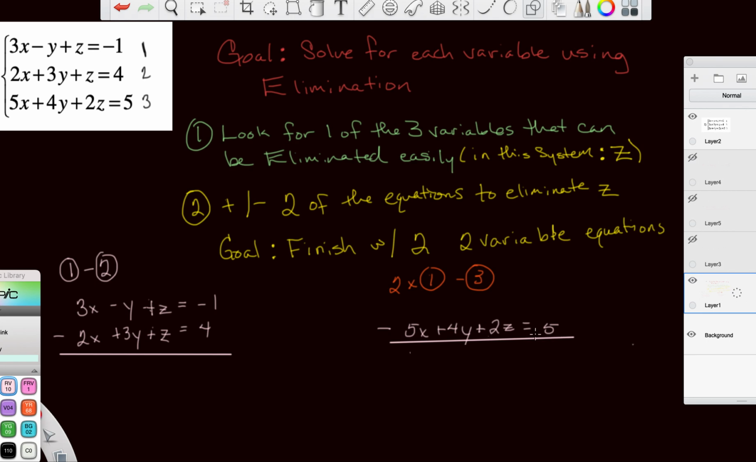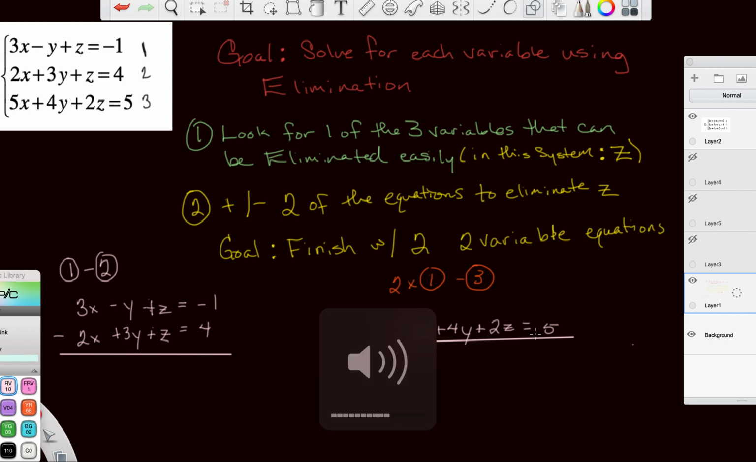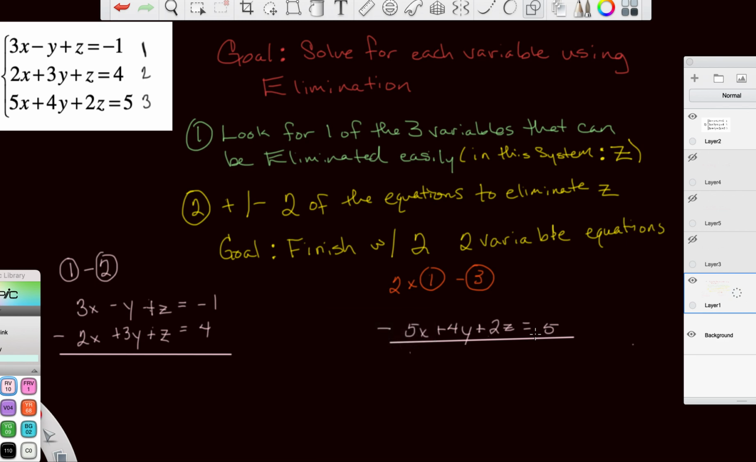I know this is annoying, but I'm going to try and slow it down and give you everything you need for solving these three variable systems with three equations. Your goal, solve for each of these variables using elimination. Now, that sounds daunting. You look at this and say, oh my gosh, there are three different equations and three different variables. I don't know where to start.